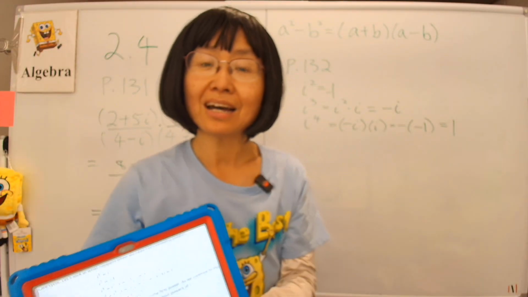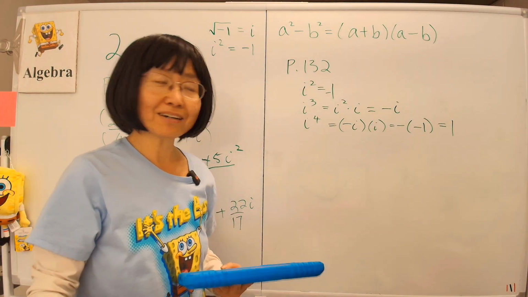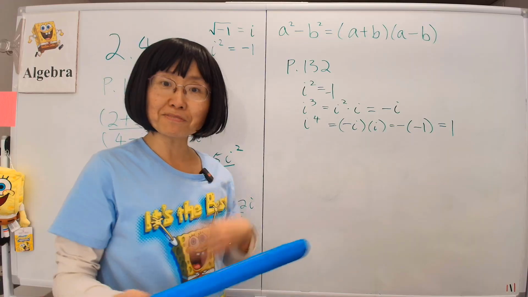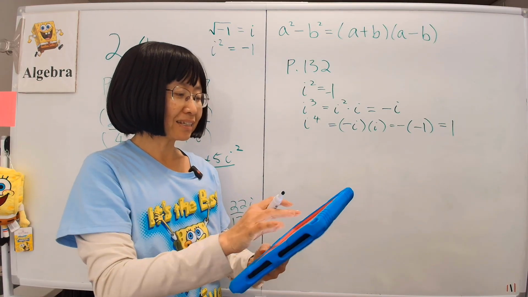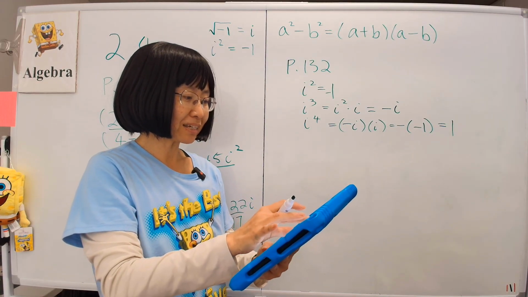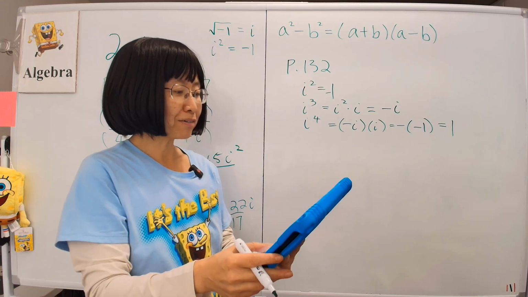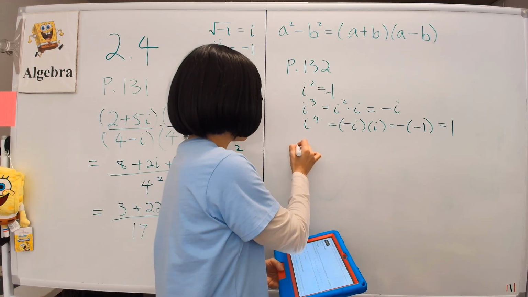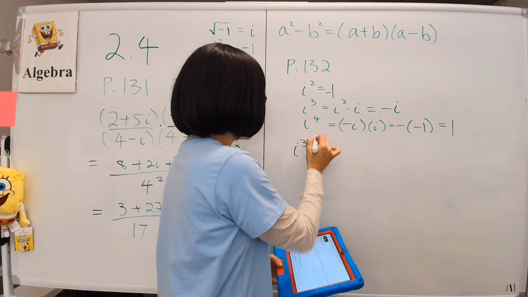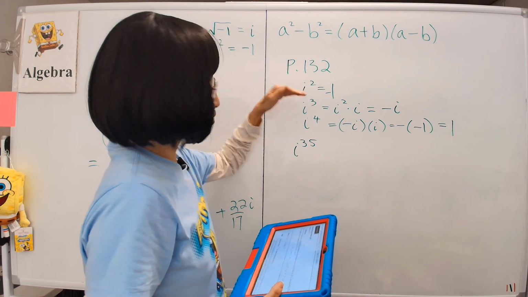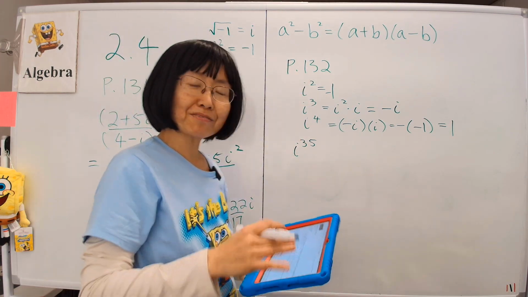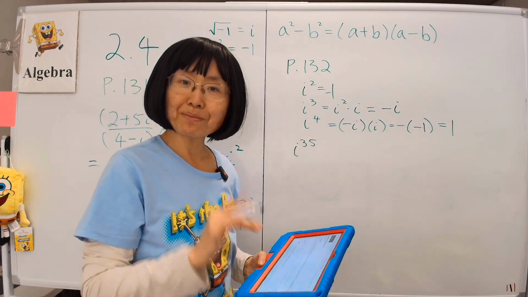So every 8 times, multiplying itself, it will become 1. And to demonstrate what that means, let's look at example 8, where we're calculating i^35. Now that sounds like a lot, but instead of going through one at a time, remember every 8 times multiplying itself, it becomes 1 again.